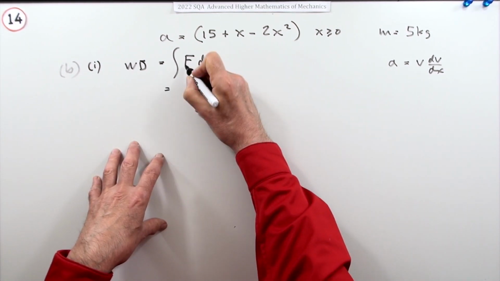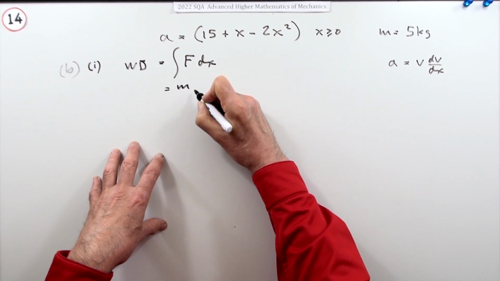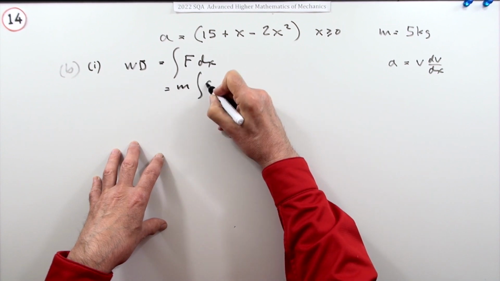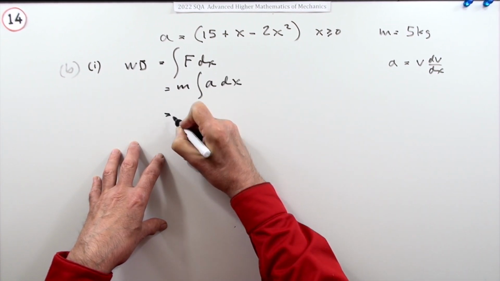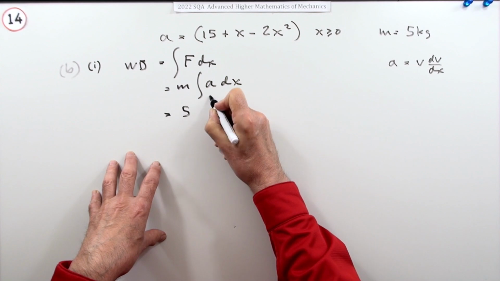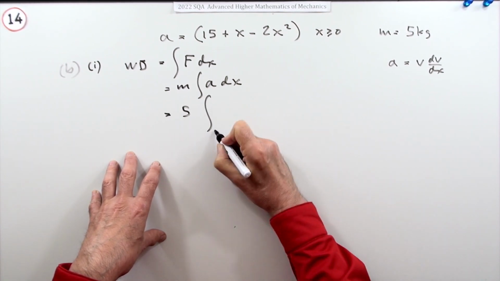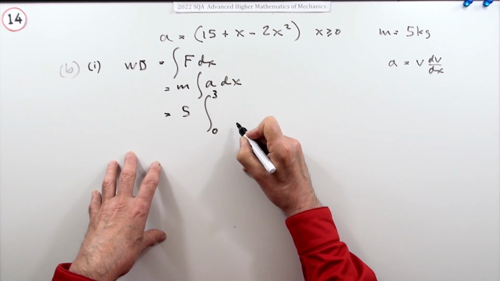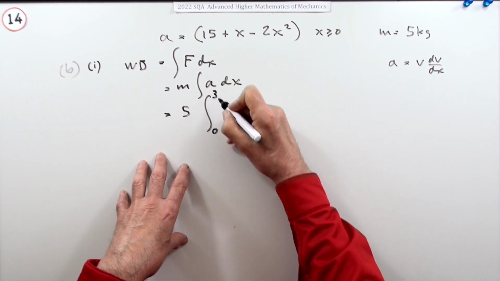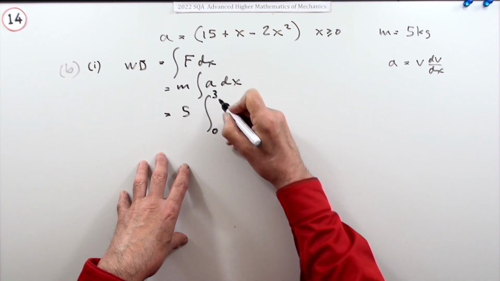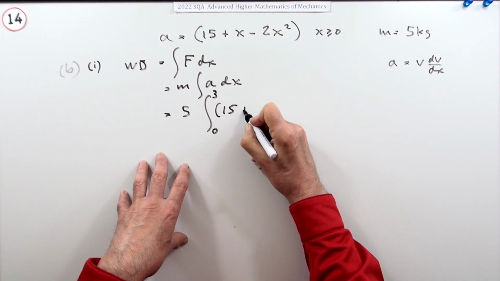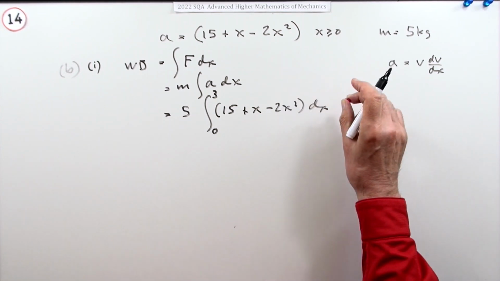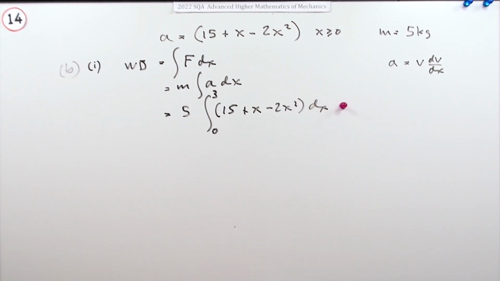So that's going to be, now F is ma, but the mass was constant, so it'll be m, I should have put a 5 in, a dx, I'll put it in. So what have you got? You've got 5 times the integral, but at least you know the limits. It reached its maximum at 3, so how much work was done in getting to that point, from 0 to 3 for x, and a is 15 plus x minus 2x squared dx. So putting that in gets a mark. Now just do it.